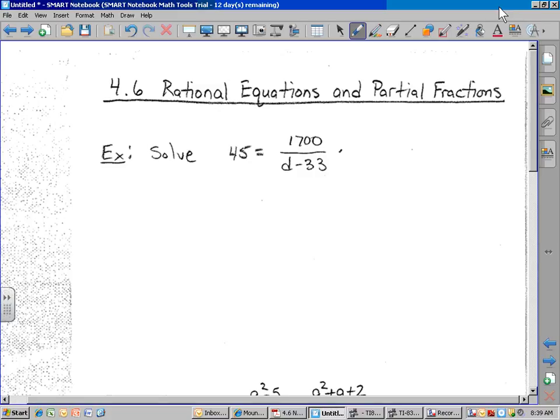So in our first example here, we have solve 45 equals 1700 over d minus 33. So we don't want variables in the bottom of the fraction. We do that by multiplying all terms in the equation by whatever is on the bottom of the fraction. Now the 45 has an understood 1 underneath it. We really don't need to focus on that because 1 times anything's that thing. But the 1700 over d minus 33, we need to get rid of the d minus 33. So we're going to multiply both sides by d minus 33.